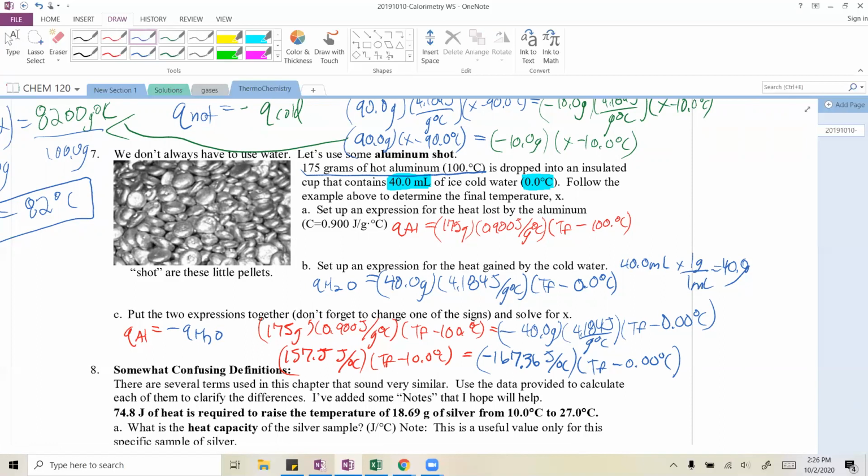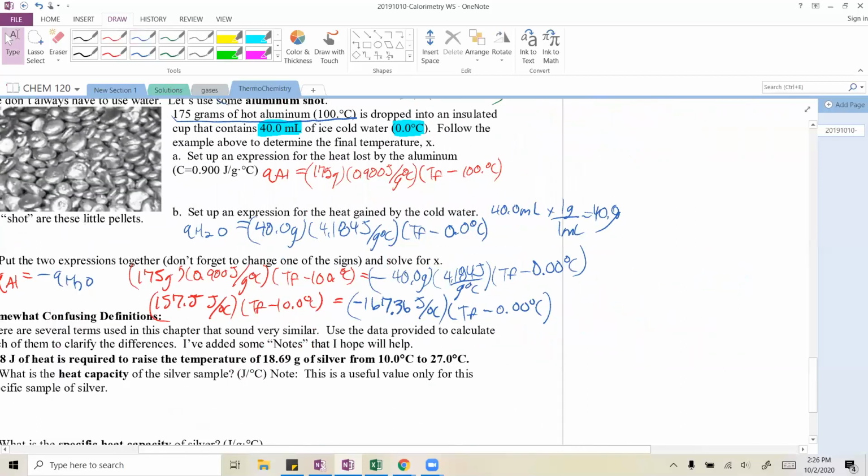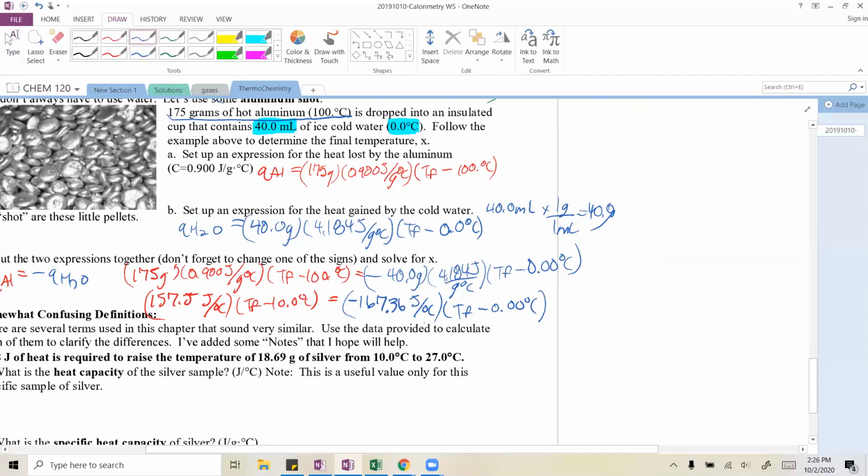Now I'm going to go ahead and distribute my capacities to my final temperature and my initial. As an example, I'm going to take this negative 167.36, and that's going to give me negative 167.36 times the final temperature, minus 0 times 167.36. That's going to give me 0 joules. And that's going to be equal to 157.5, and then you multiply that by negative 10.